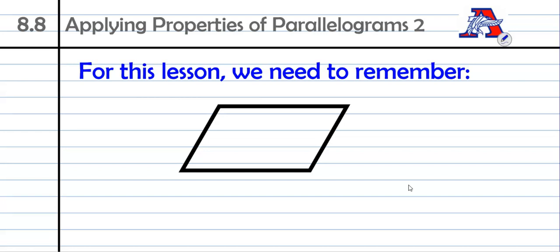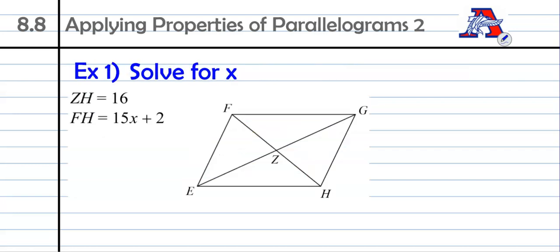This is the one where we need to remember that given a parallelogram, the diagonals bisect one another. So if we have a diagonal there and a diagonal there, they cut each other in half. So the parts of the red diagonal are congruent and the parts of the blue diagonal are congruent. So that's the big one for this lesson. So we'll dive right into it.